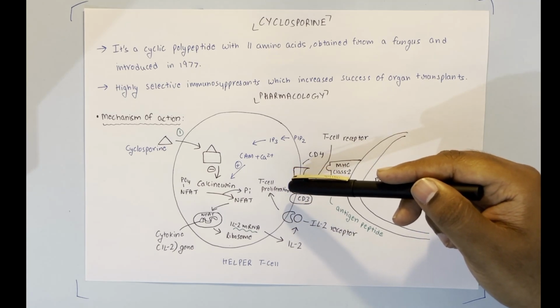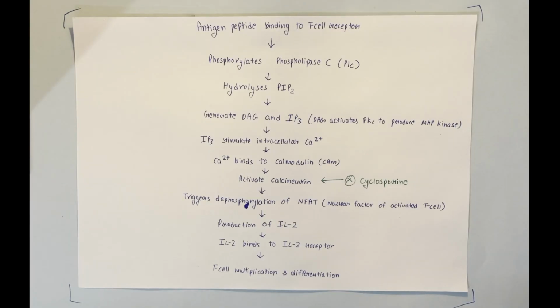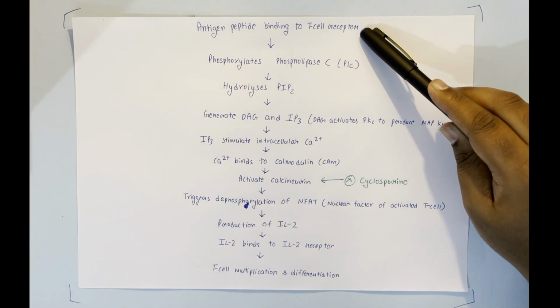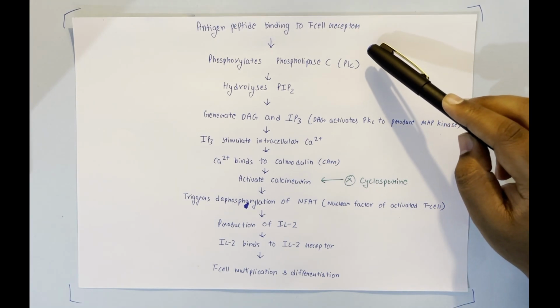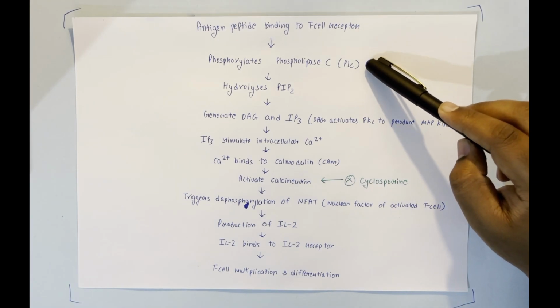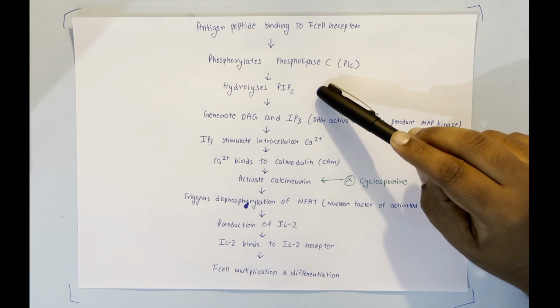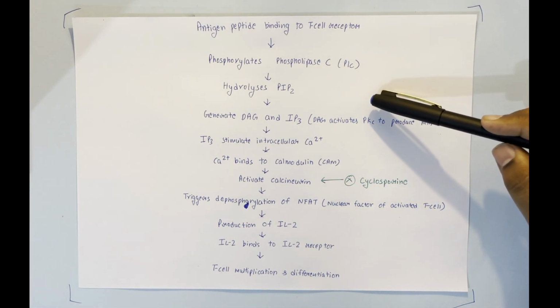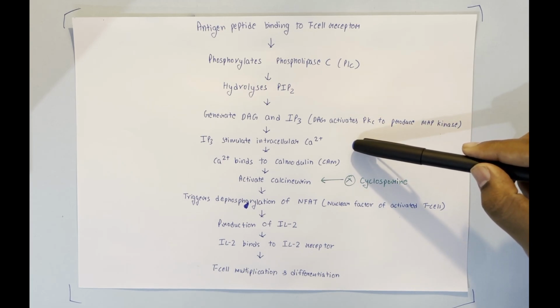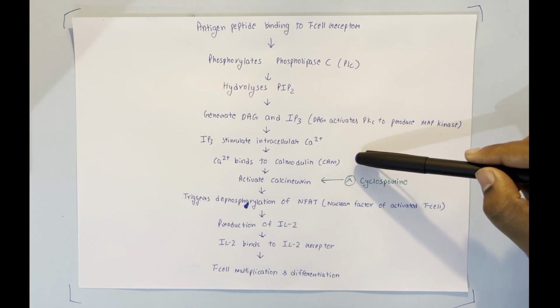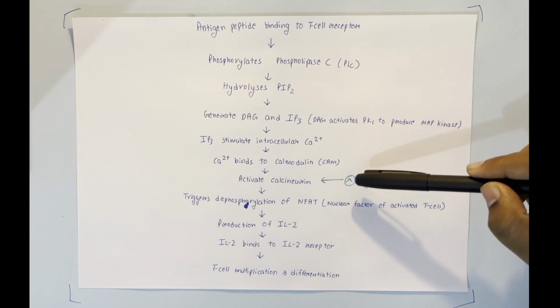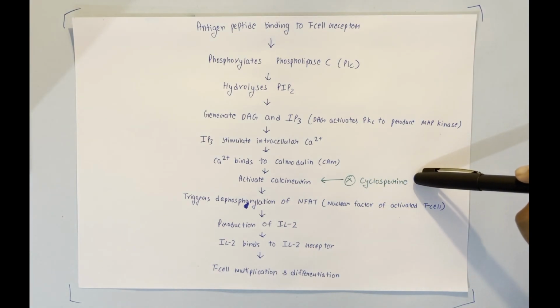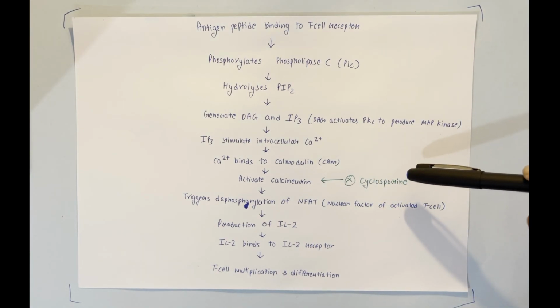This process is further explained in the chart. This chart shows the cascade of processes which occur inside the helper T cell. Firstly, the antigen peptide binds to the T cell receptor, which phosphorylates phospholipase C molecules, which hydrolyzes PIP2, leading to the generation of DAG and IP3. IP3 stimulates intracellular calcium. Calcium binds to calmodulin, activating calcineurin, which is inhibited by cyclosporine.